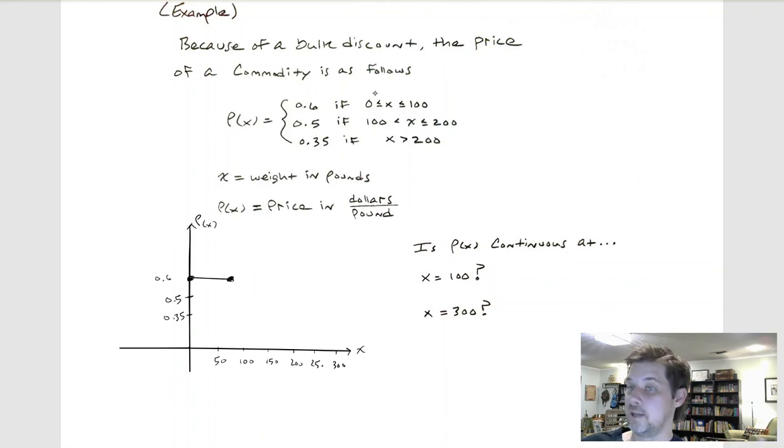Because when x is 0, see, it has this greater than or equal to. When x is 0, y is 0.6. When x is 100, y is 0.6. Okay, so that's how we get those.